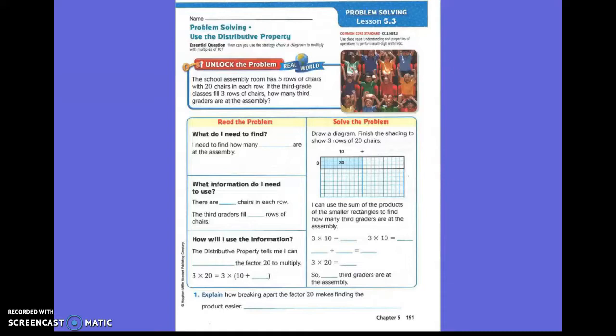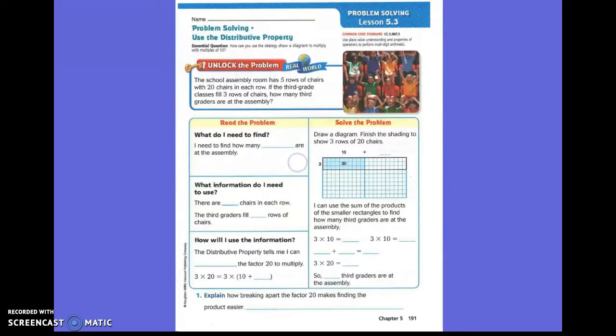So the first thing is, what are we wanting to find? We need to find how many blank are at the assembly. What are we wanting to find? How many what are at the assembly, everybody? 3rd graders. So write that down, 3rd graders.